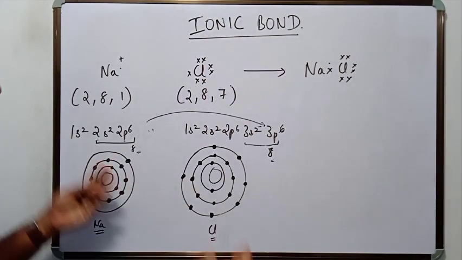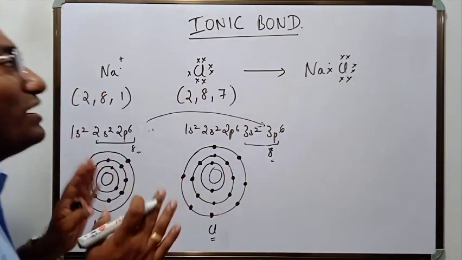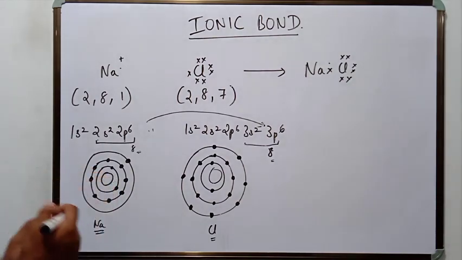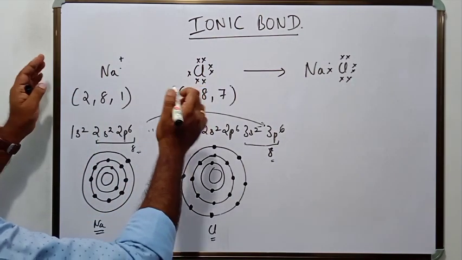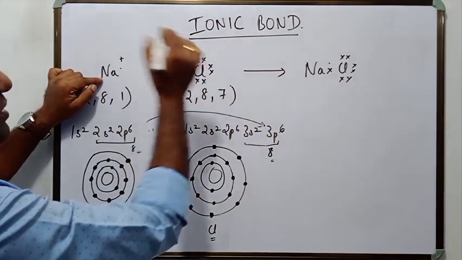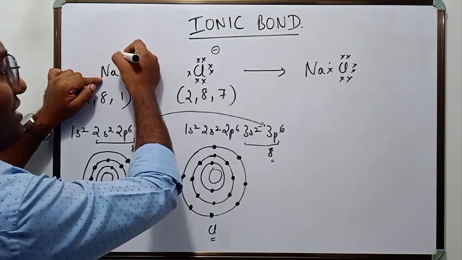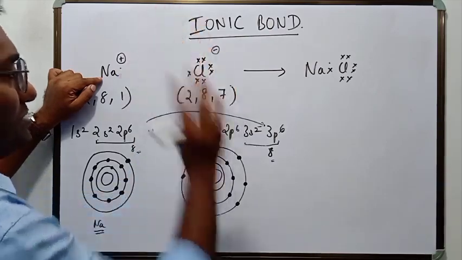Why is sodium donating an electron to chlorine? To attain inert configuration. So now sodium becomes positive and chlorine becomes negative. After donation it becomes positive, and after acceptance it becomes negative.